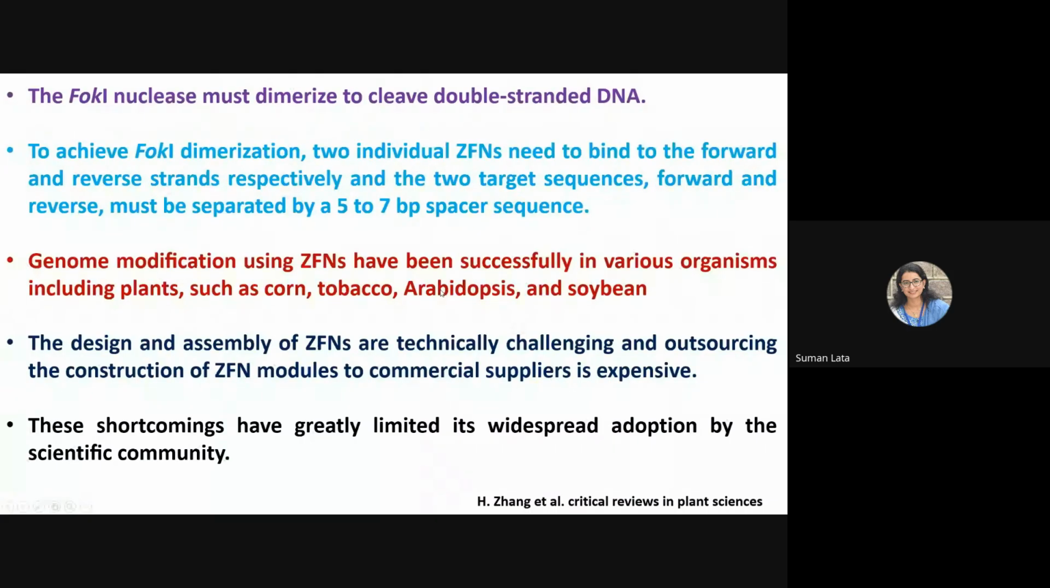Genome modifications have been done using zinc finger nucleases in organisms like corn, tobacco, Arabidopsis, and soybean. But the challenge in case of zinc finger was the assembly of the zinc finger nucleases. They are technically challenging. And when we outsource zinc finger nucleases, it is expensive. So due to these limitations, zinc finger nucleases have not been widely used by the scientific community.